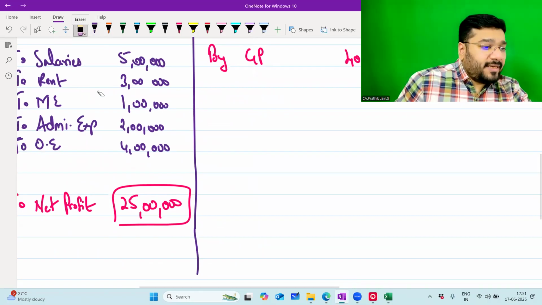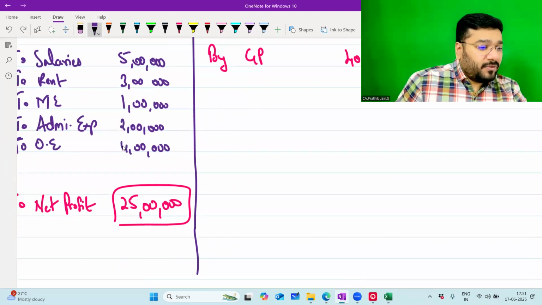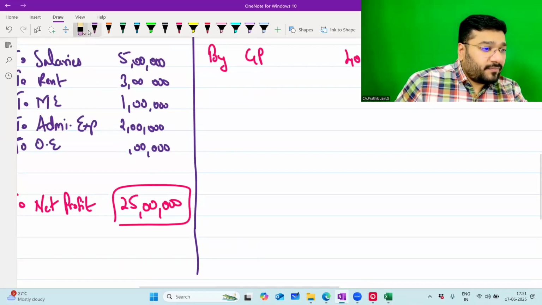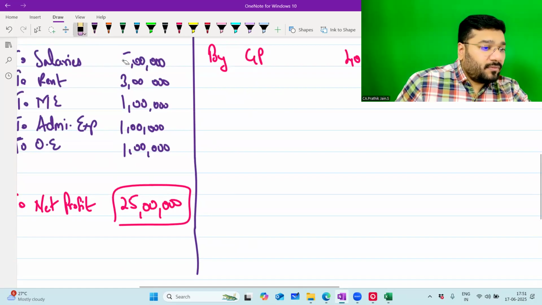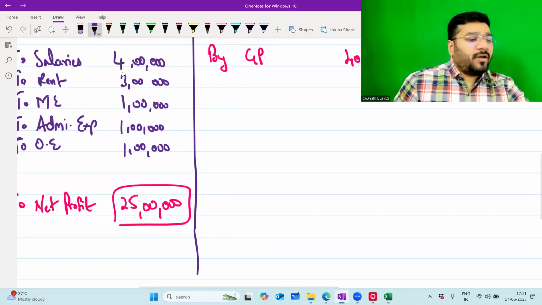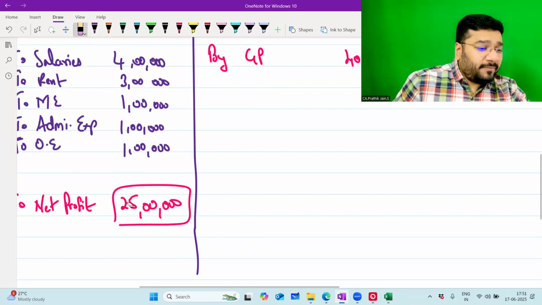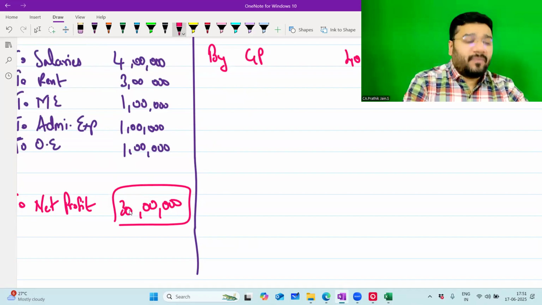To make your job easy, how much did I keep earlier? So I would reduce 5, no? How much? Now, okay. 30 lakh profit is coming. To make your calculation easy, I did that. No problem.